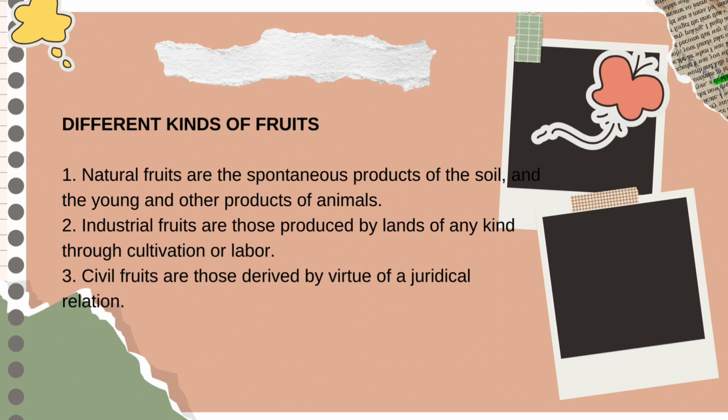Yun. Then civil fruits are those delivered by virtue of a juridical relation. So, for example, ng civil fruit, yung renta ng building, yung price of lease of land and other property, and the amount of perpetual or life annuities or other similar income. Yung mga ano na civil fruit, ito yung mga renta. May building, yung renta ang tawag doon ay civil fruit. Okay.